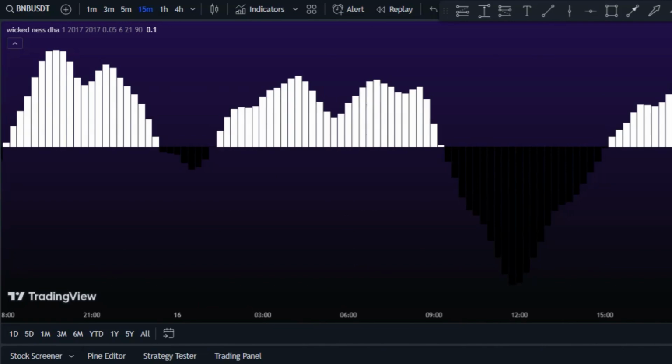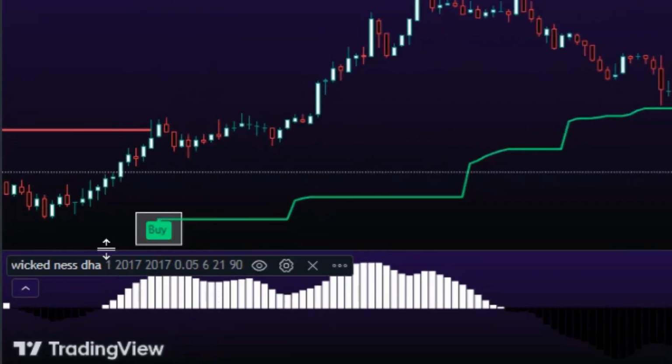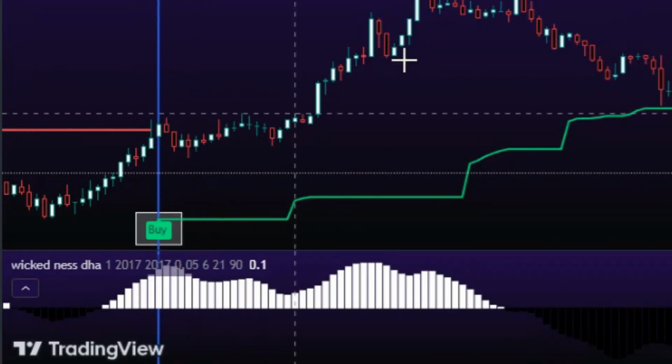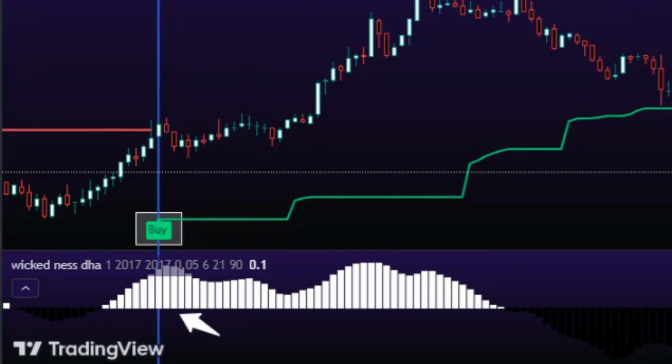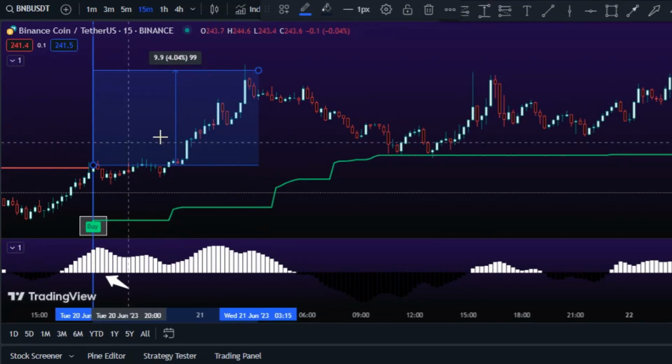With those settings, the indicator will now confirm signals in two ways. If the histogram is below the zero line and black in color, that means the indicator is confirming a sell signal from our super trend indicator, and vice versa. If the histogram is above the zero line and white in color, that's confirming a buy signal. For example, in this case, the super trend gives us a buy signal. Then the weakness DHA histogram turns white and rises above the zero line, confirming the buy signal, so we can confidently enter a buy trade knowing both indicators agree.